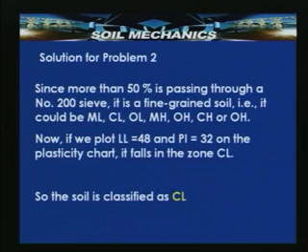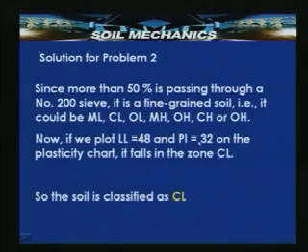Since more than 50% of the soil passes through number 200 sieve, it is eligible for a fine grained soil. So it could be ML, CL, OL, MH, CH or OH. In the beginning we will not be knowing what type of soil classification it is going to get. Now, by using the liquid limit and plasticity index values, we can ascertain the group of the soil. If you plot liquid limit 48 and plasticity index 32 on the plasticity chart, it falls in the zone CL. So the soil is classified as CL.